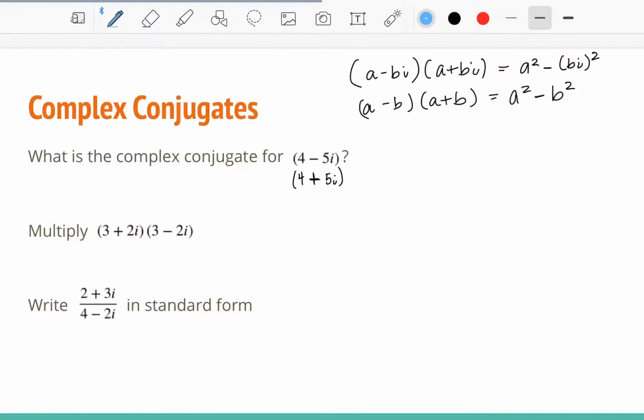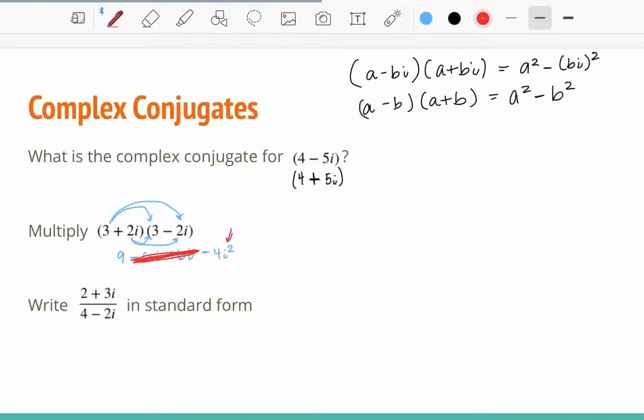Okay, so let's go on and multiply some complex conjugates. I'm going to do the same thing. I'm going to FOIL. We'll do this one out. So 3 times 3 is 9. 3 times negative 2i would get me negative 6i. 2i times 3 would be positive 6i. And then I have 2i times negative 2i. That would give me negative 4 times i squared. Okay, so I'm going to simplify what I can. Negative 6i and positive 6i will cancel out. That will give me 0 in the middle.